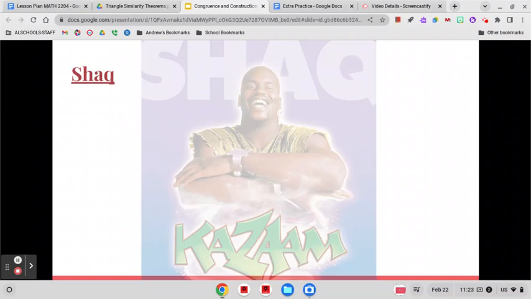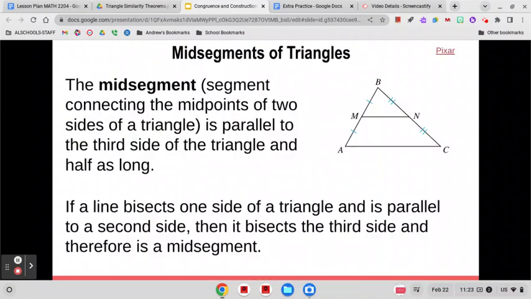Sadly, it's one of my favorites about Shack. We were going to do some construction and some cutting and building, but we're not. You don't need to know mid-segments. We were going to talk about Pixar and how Pixar uses mid-segments to do their animation, but we're not going to look at that because we don't have time.